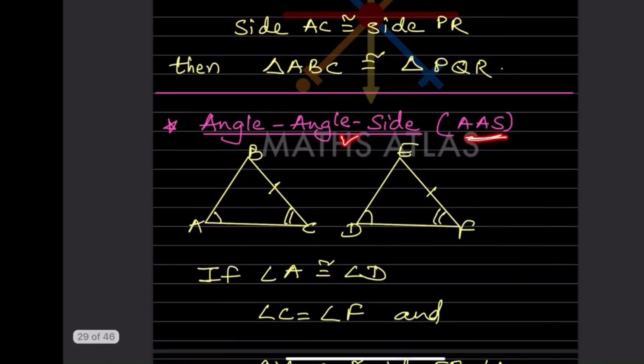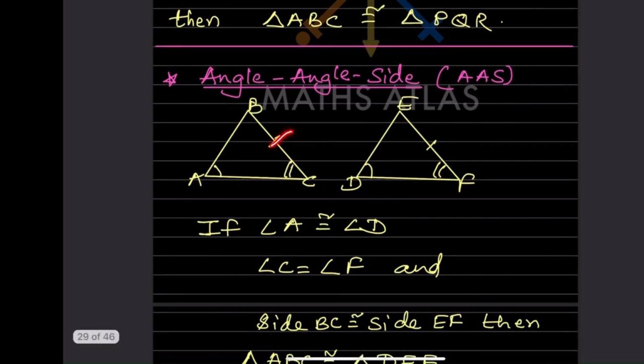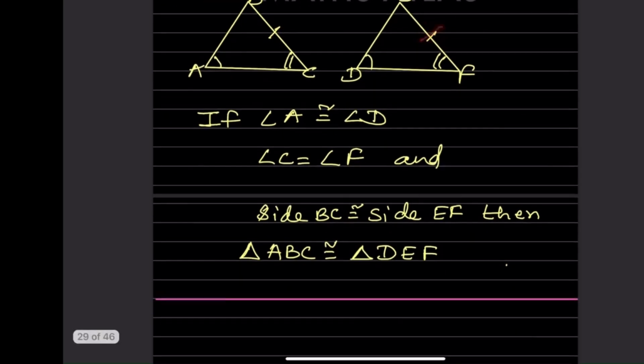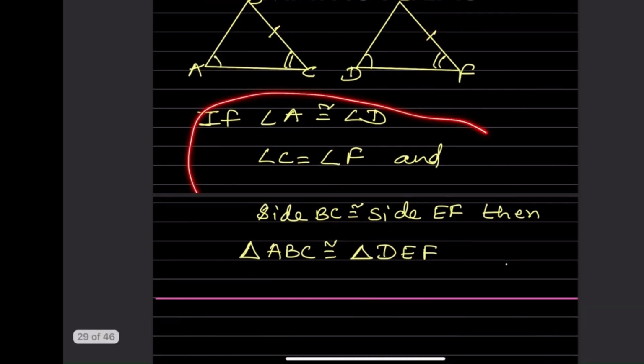Angle side. So here this is angle, and this is side. Angle and side. So what we can say, angle A is congruent to angle D, angle C is congruent to angle F, and side BC is congruent to side EF. This is what is written over here. And so we can say triangle ABC is congruent to triangle DEF.